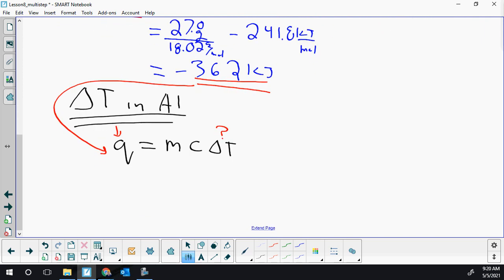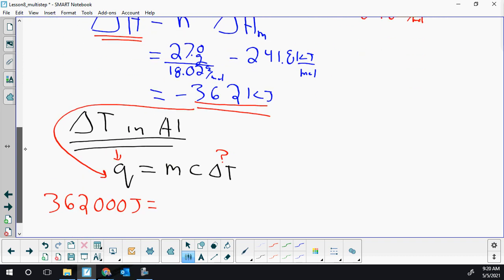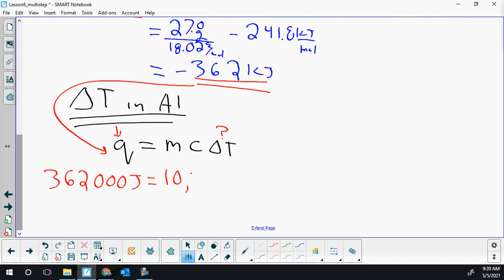Now I'm just going to change my units a bit. I know the C value is in joules, so I'm going to do this whole calculation in joules to watch my units. So this is 362,000 joules, how much heat went into the aluminum block. The mass of our aluminum block is 10.3 kilograms, 10.3 thousand grams, so 10,300 grams. Again, I'm basing all my units off C, which is joules per gram per degree Celsius. So I'm making sure I'm using joules throughout the calculation, and I'm making sure I use grams, and that will output degrees Celsius. Now I need the specific heat of aluminum.